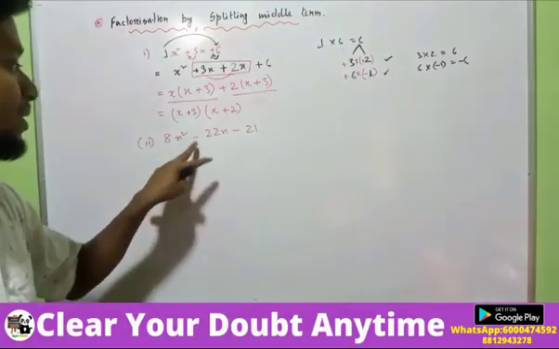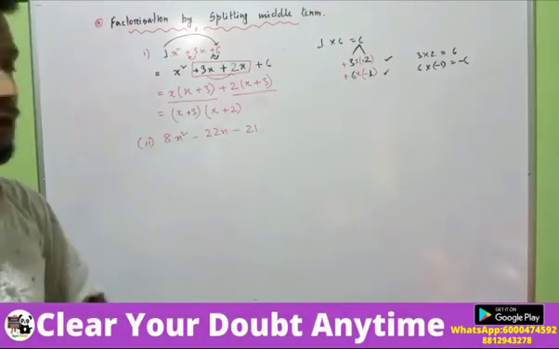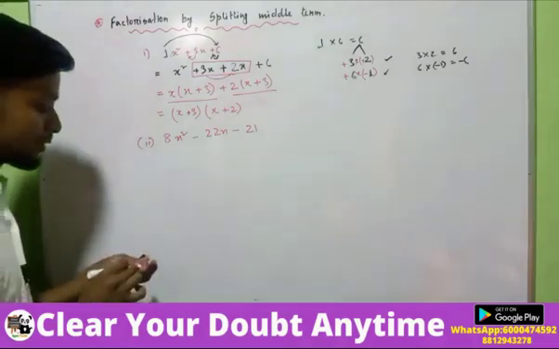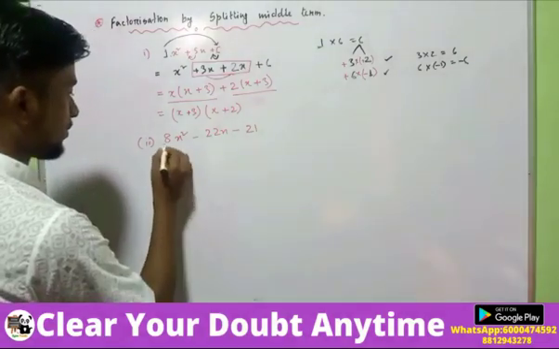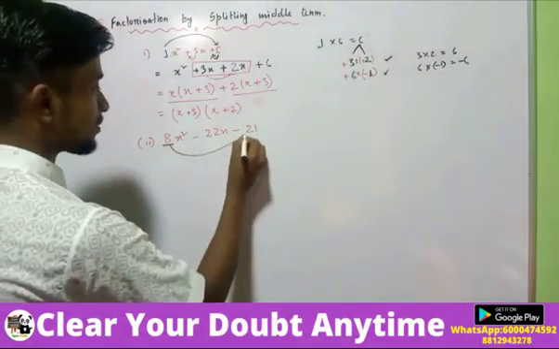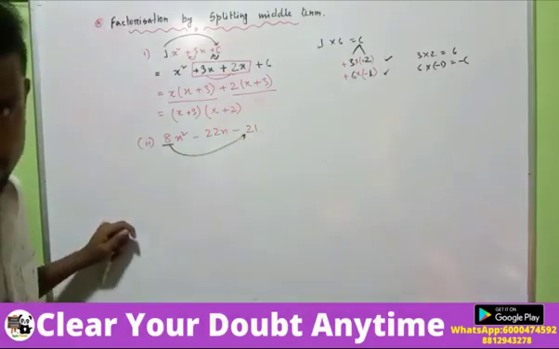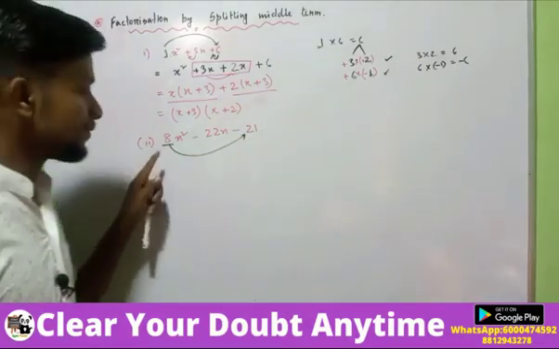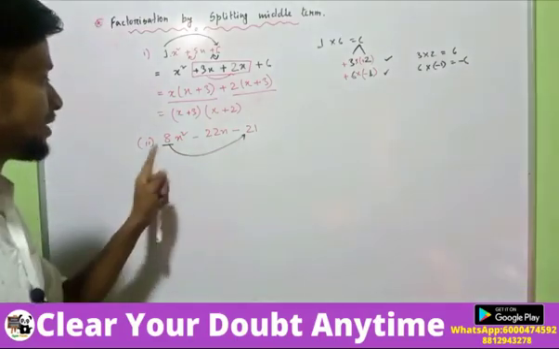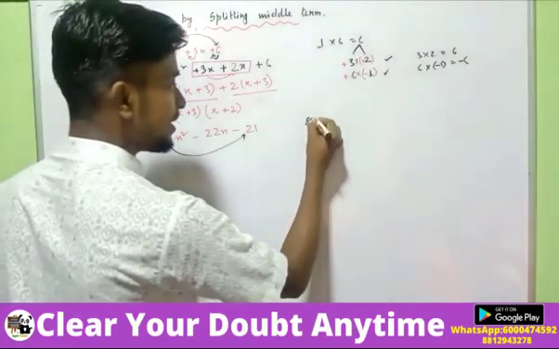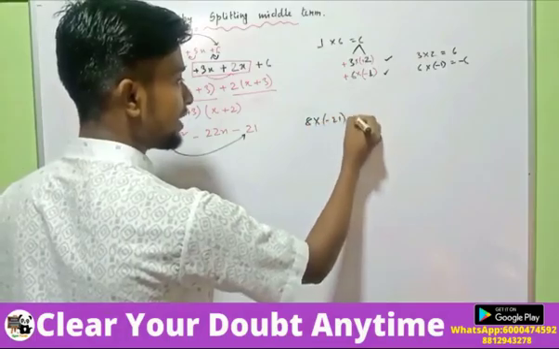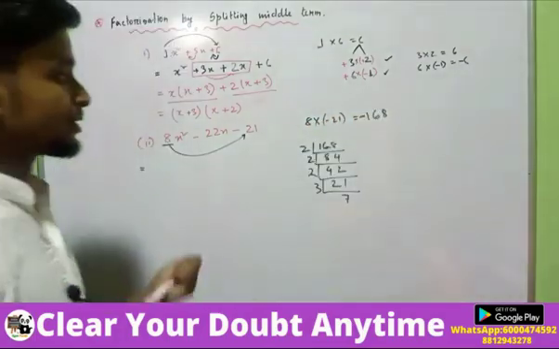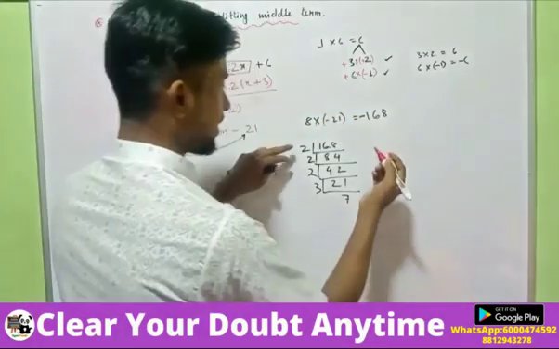Suppose 8x squared minus 22x minus 21. Now what do we have to do? We have to multiply the constant term with the coefficient of x squared. That is 8 into minus 21, that is 168. So what can be the pairs of factors of 168?